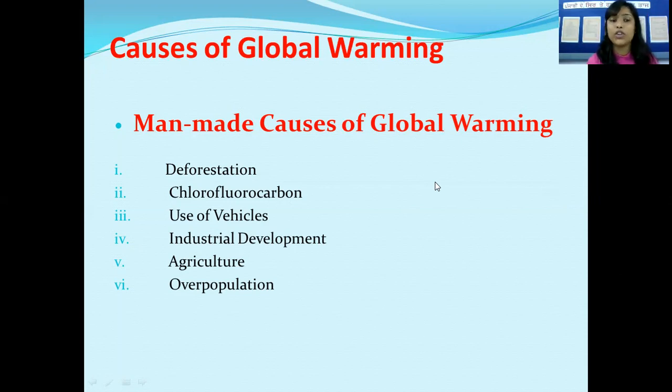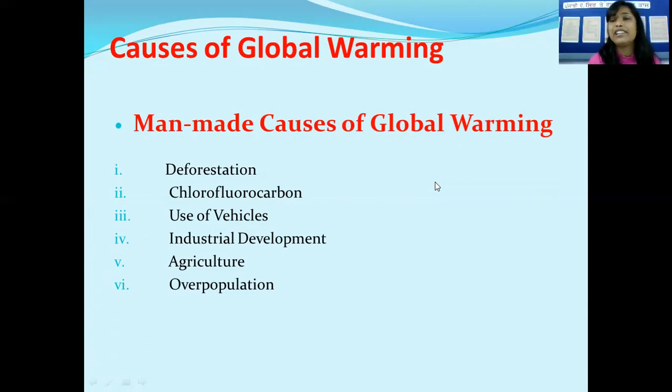The fifth point you can see is agriculture. Even if you are not aware, let me bring this to your kind notice that when we are carrying out agricultural activities, there are a few plants such as rice. When rice is cropped, it releases methane gas. There are also other agricultural activities, like the usage of tractors and so on, which release carbon dioxide and harmful gases into the atmosphere. So you have seen how agriculture is causing global warming.